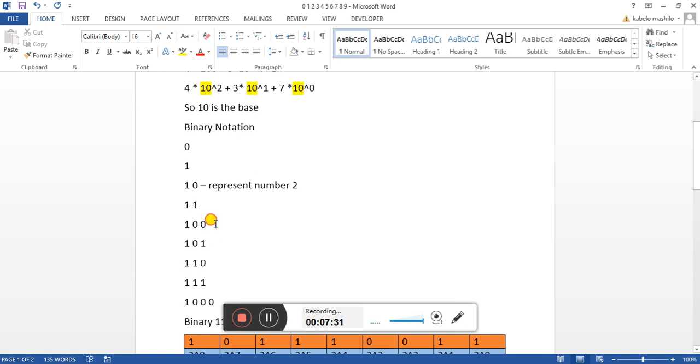So here we've got 3 bits, which represent number 4. Having 3 bits will represent number 4, and having 4 bits represents number 8.